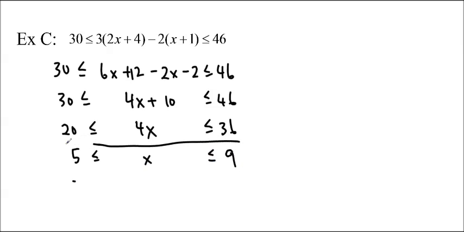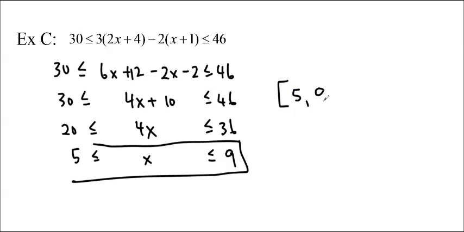Oops, getting a little lag here. So there's my box. You can also write it in interval notation again. It's 5 to 9 like this. Square brackets because we've got equal signs.